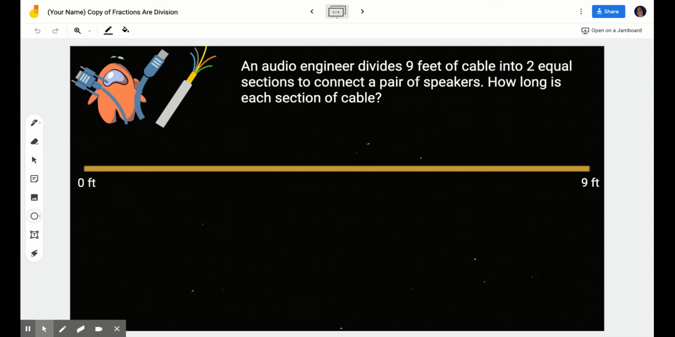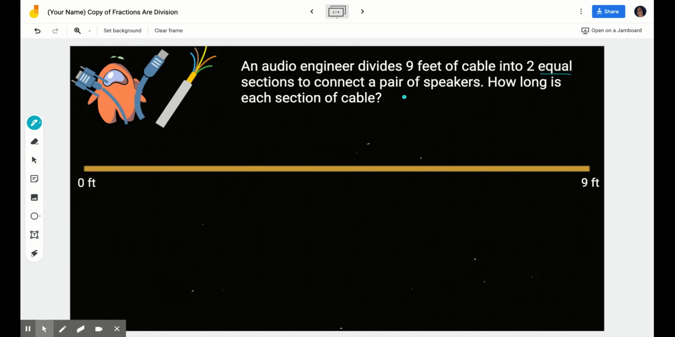So the next question says, an audio engineer divides 9 feet of cable into 2 equal sections to connect a pair of speakers. How long is each section of the cable? So first thing I need to do is go through this problem and ask myself, what is it asking me to do? I know that it has not a lot of information in between 0 and 9 feet, but I do know that I'm going to be breaking this 9-foot cable into 2 sections. Not just 2 sections, but 2 equal sections.